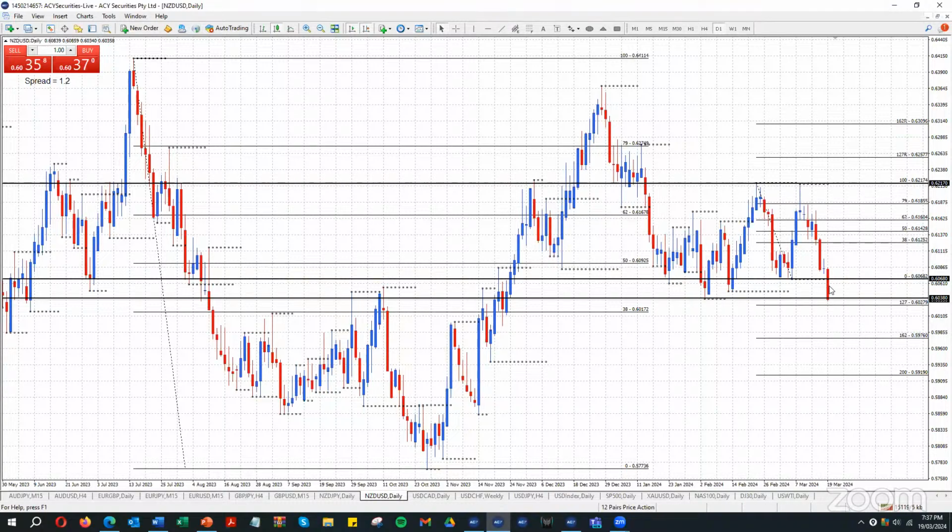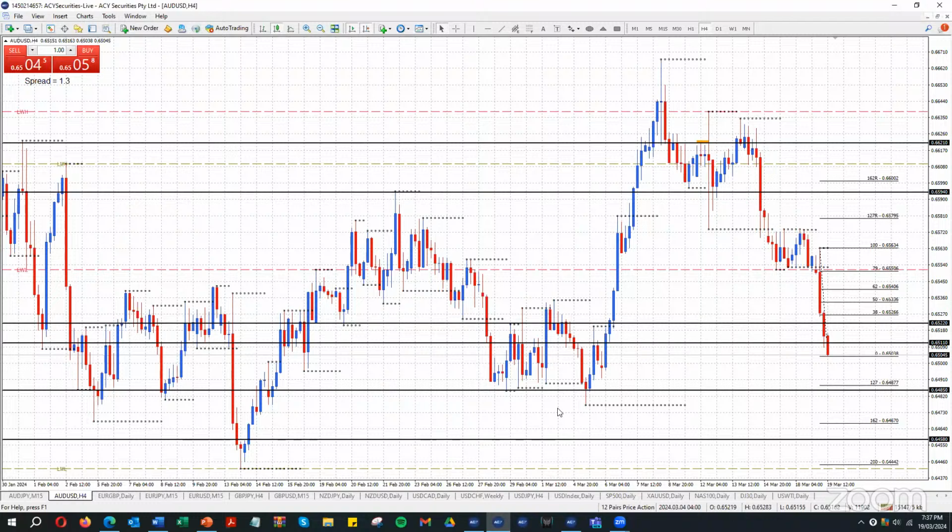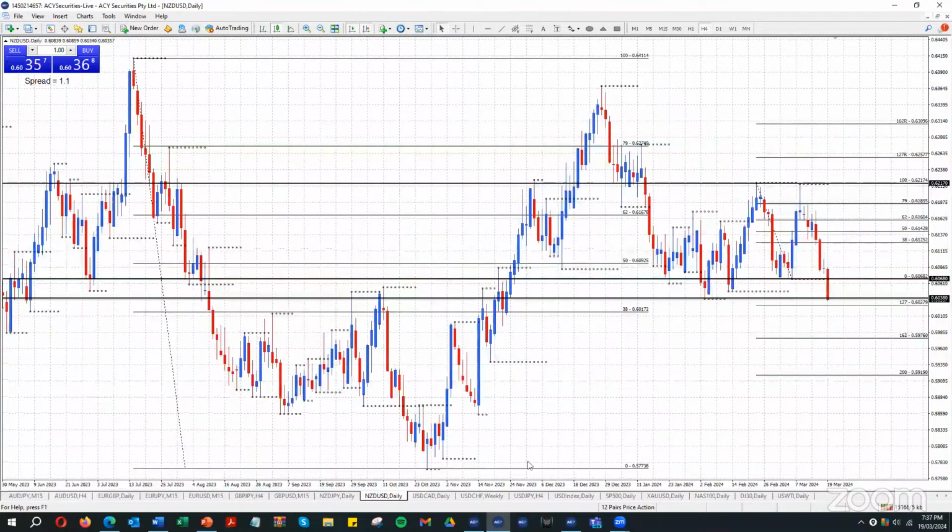Now, this is coming down and breaking support here. And this support here, if we move back to the Aussie, is this support here. So actually the New Zealand is moving down stronger than the Aussie in terms of what it's been doing over the few weeks. So back to New Zealand.